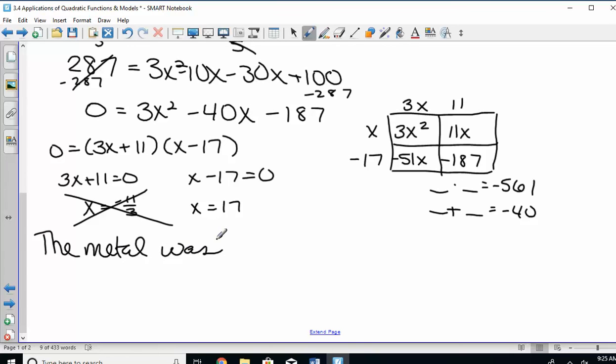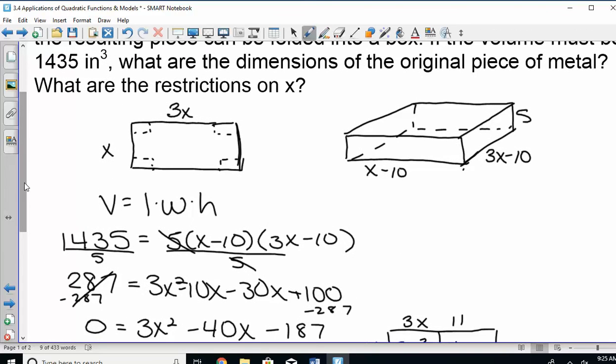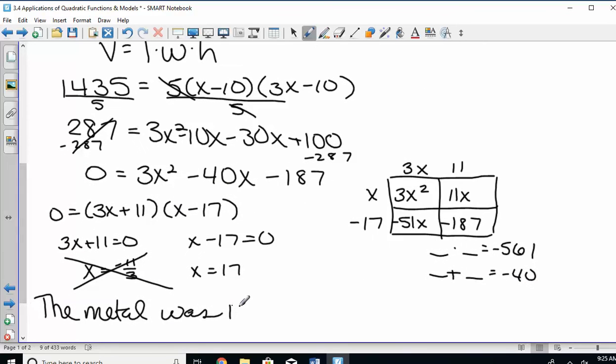Okay. So if you look at your picture, it was x and 3x. So if x is 17, 3 times 17 is 51 inches. I also asked you for the restrictions on x. We just decided that x couldn't be a negative number.